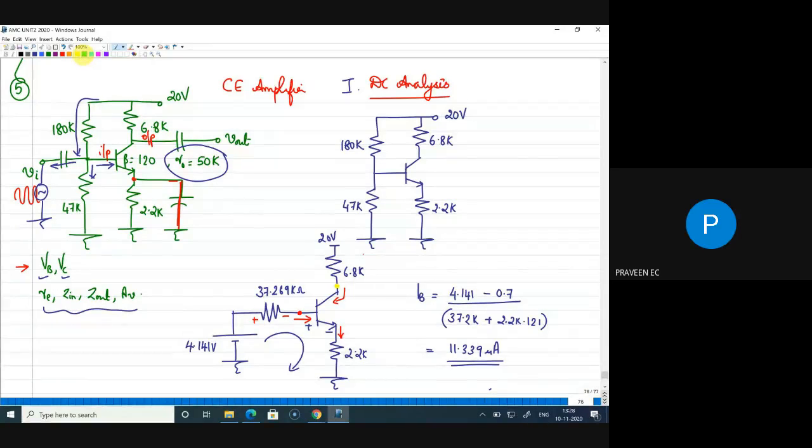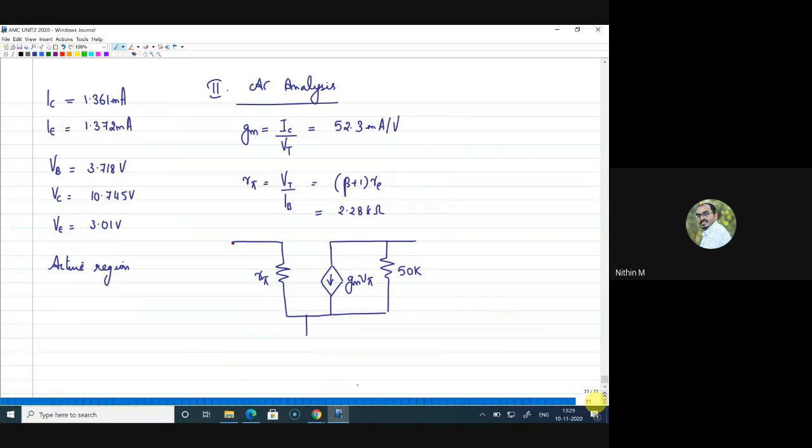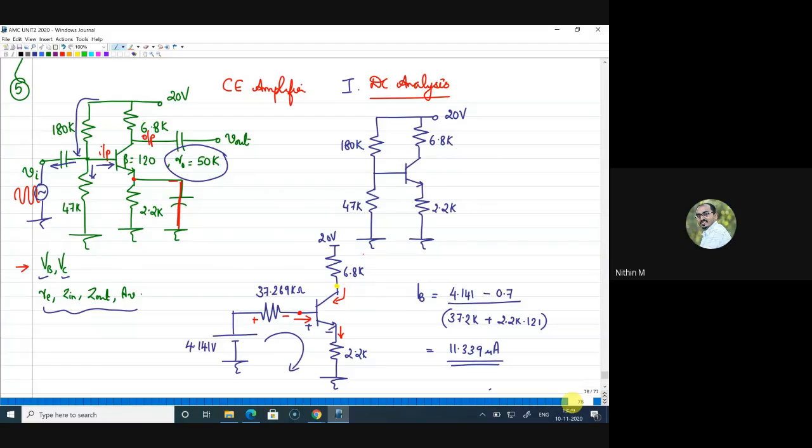Praveen, are you there? Can you tell me what to be done now? So this is the equivalent circuit I have now. What to be done now? Sir, we should connect RE, the emitter resistor.